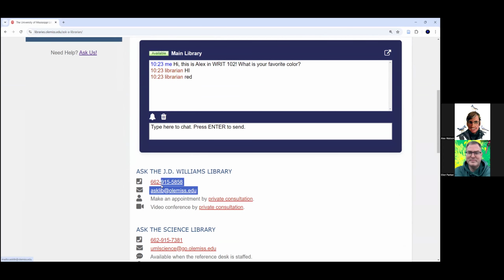There's also some other information down here as well. You can use this email address to ask us a question after hours. And you can use this telephone number as well. Between the two of those, you should be able to get a hold of somebody anytime the library is open.